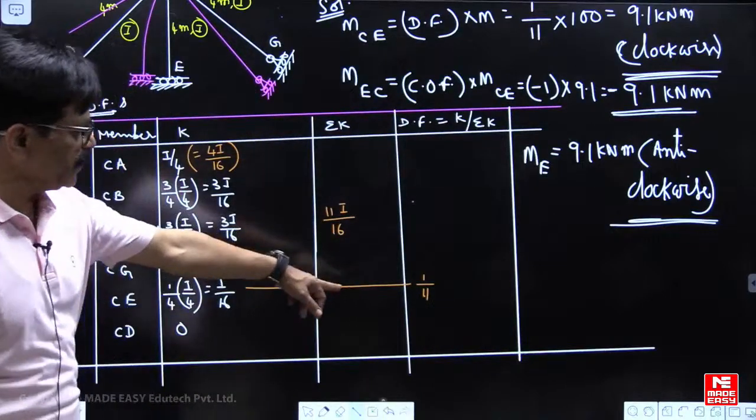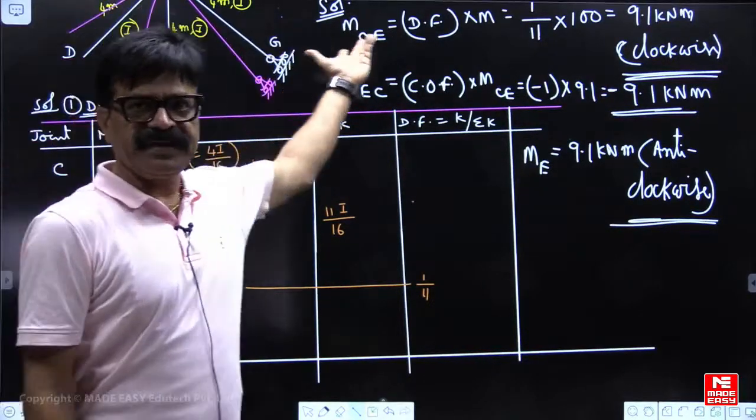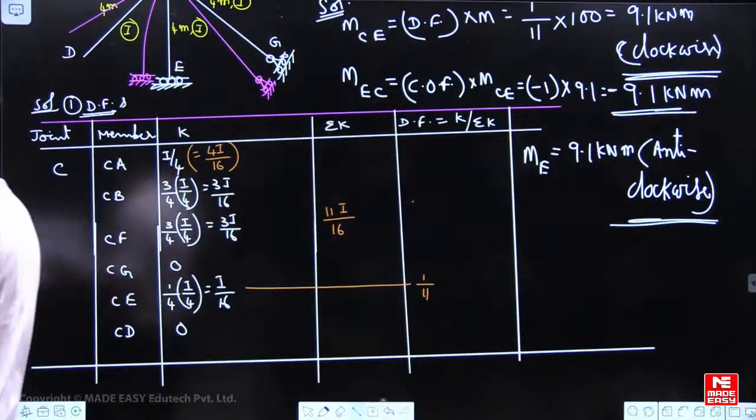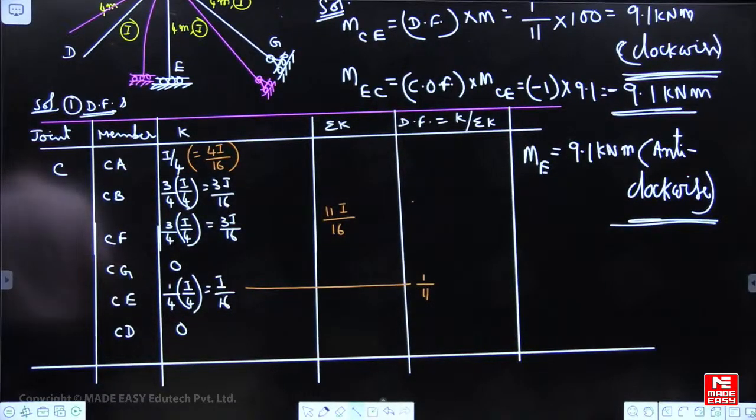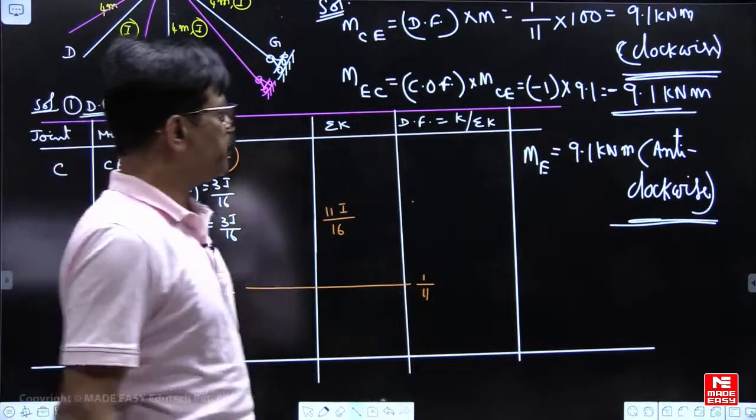So for this one distribution factor is 1 by 11. So whatever member moment they ask you, we should be able to write that. Fine, we'll move on to the next one now.